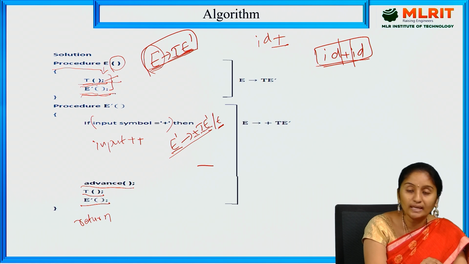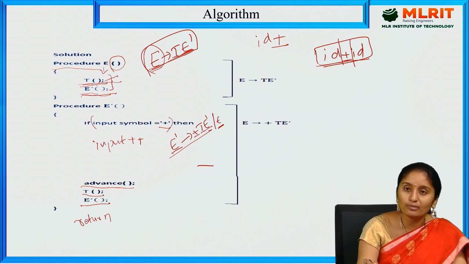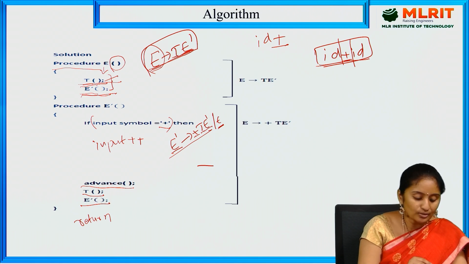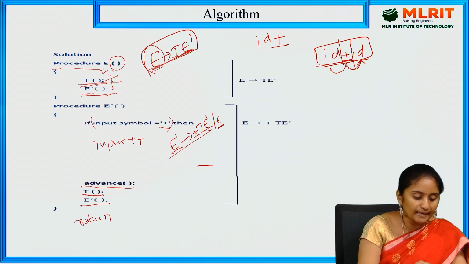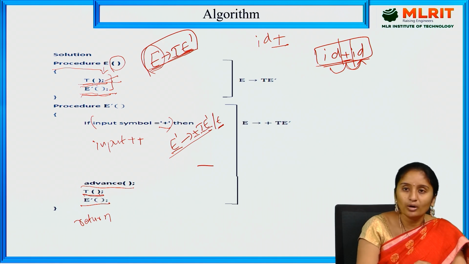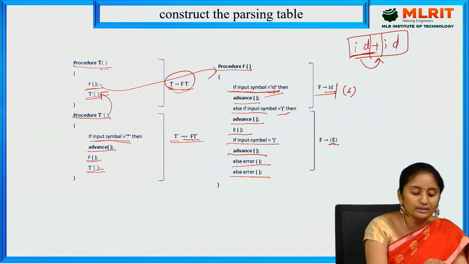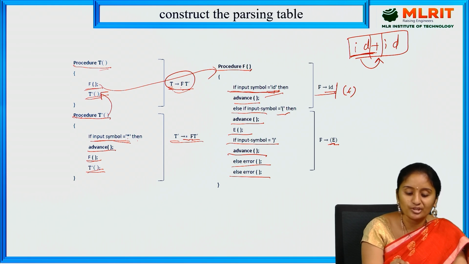Then it comes to the E dash. E dash comes here. If input symbol is equal to plus, yes, input symbol is equal to plus. It is matched, so it advances, which means it is incrementing. From here, it is incremented to here. Now again I have T dash, so a function call is there. We are going for the T function. Again I have F. It comes here, the F function.